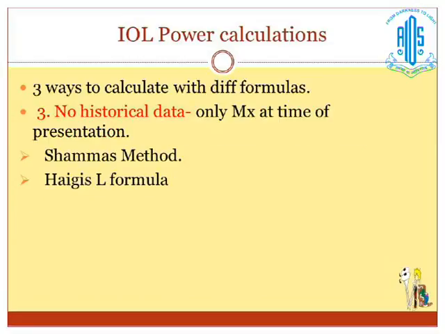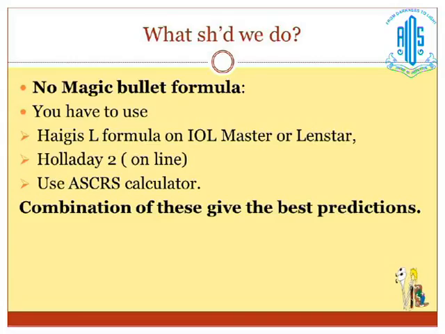And another group: patients who do not have any records, operated 5, 10 or 15 years back. The most commonly used formulas are the Haigis-L formula and the Shammas method. So what should we do? So many formulas are there. There is no magic bullet formula.